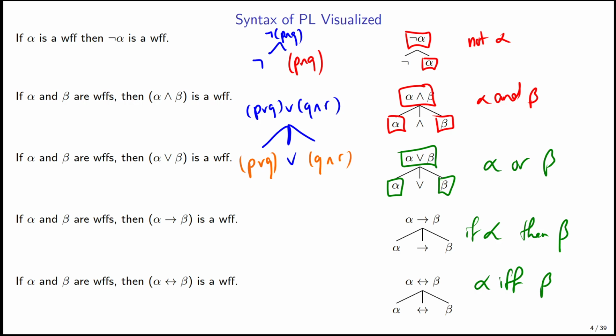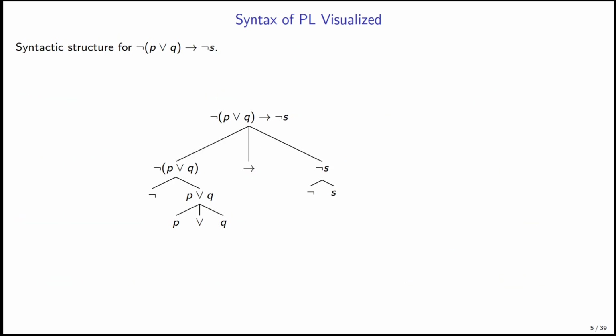So these are how we can use our trees. When we have alpha and we have beta, it doesn't just have to be a single thing. It can be a complex well-formed formula as well. Okay, so I want to draw the syntactic structure for one of these, and I already have it out here, but we can go through this step by step.